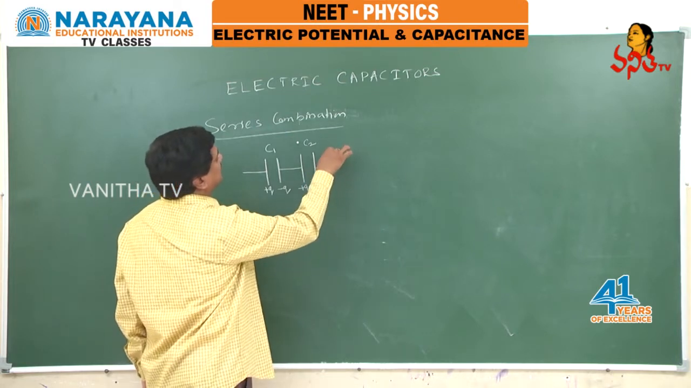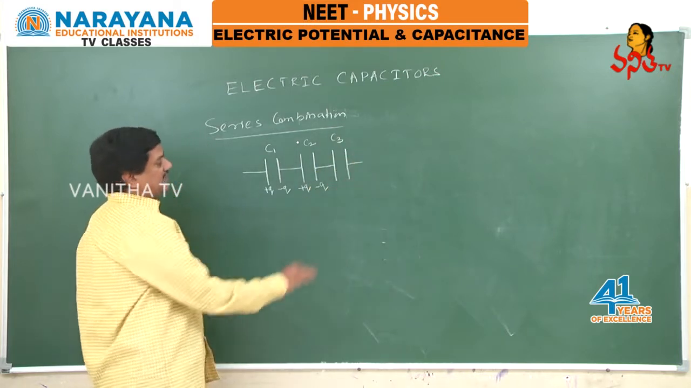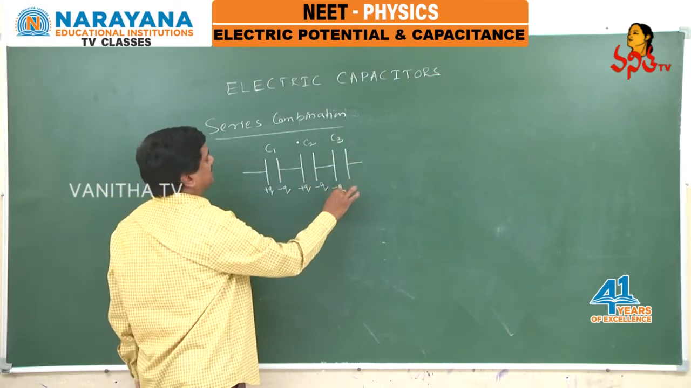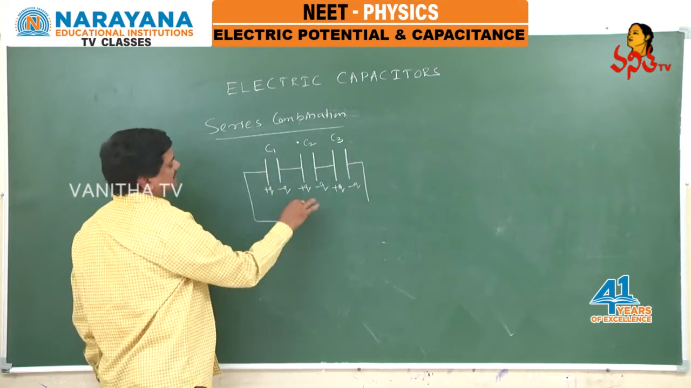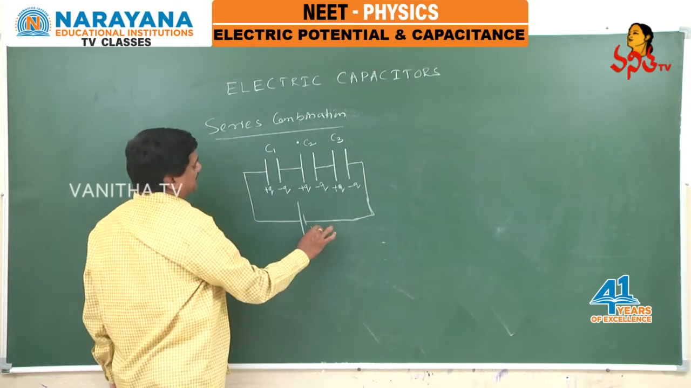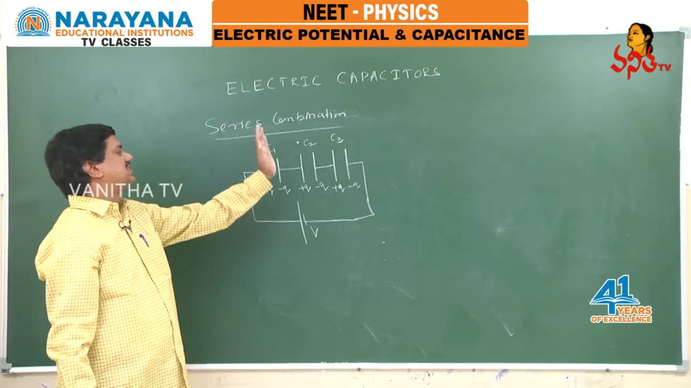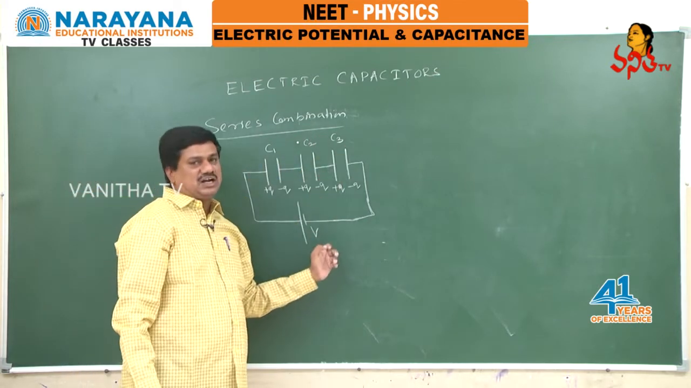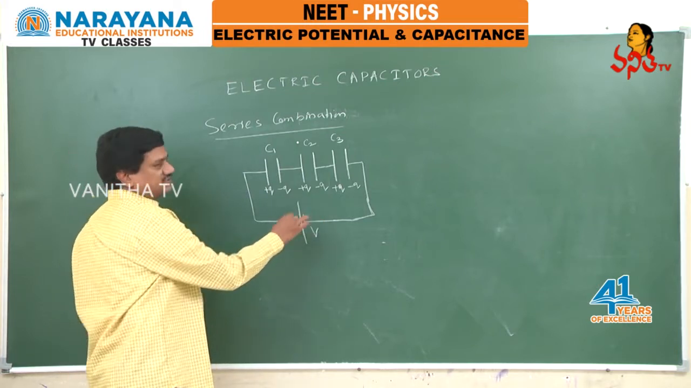And again it is connected to one more capacitor like this. Let its capacitance be C3. Again the negative plate is connected to the positive plate, and let this whole combination be connected to a battery or cell of potential difference V. So here three capacitors of capacitance C1, C2, C3 are connected in series across a battery of potential difference V.